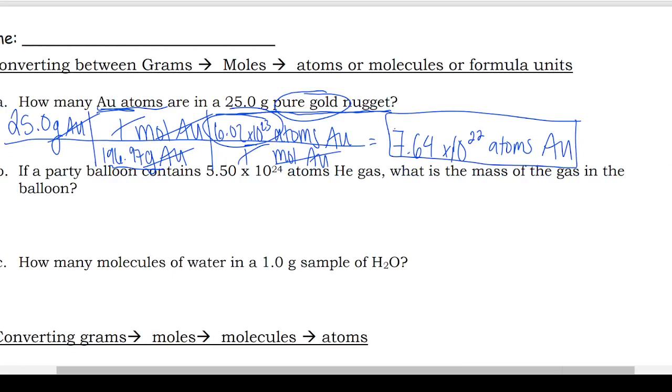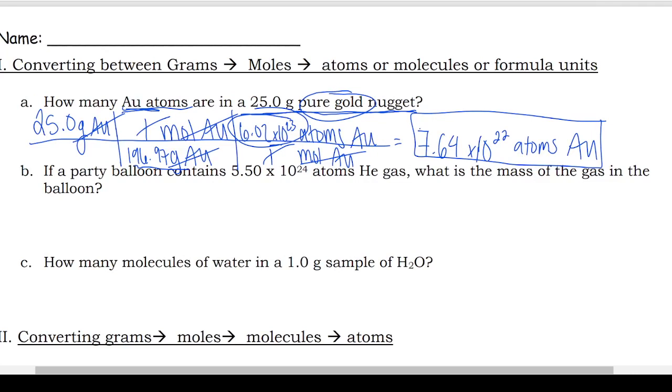Good? Any questions on that one before we move on? If you just wrote 7.64, that is not correct. That times 10 to the 22nd is really important. No, no partial credit because it's completely the wrong number.